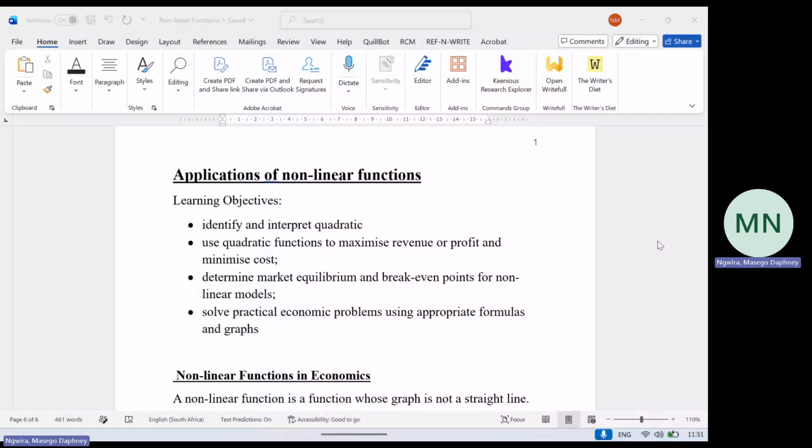Today, we are going to do applications of nonlinear functions. If you remember, we did do linear functions.